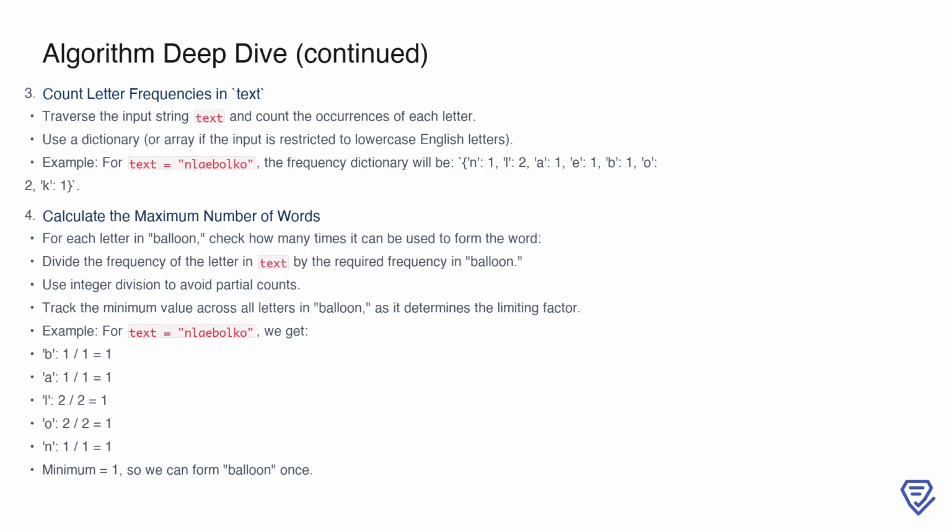Now, to calculate how many times we can form balloon, we take each required letter, divide its frequency in text by its required frequency in balloon, and use integer division to ensure we're counting only complete words. For instance, for LeetCode, the calculations would be: B appears once, so 1 divided by 1 equals 1; L appears twice, so 2 divided by 2 equals 1, and so on. The smallest of these results is the limiting factor, which determines the maximum number of times we can form balloon.